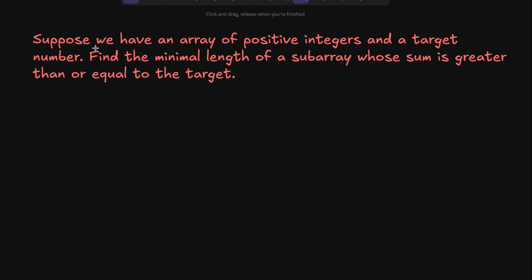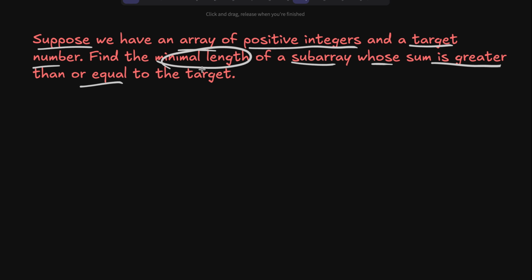Now here is another example. Suppose we have an array of positive integers and a target number. We have to find the minimal length of a subarray whose sum is greater than or equal to the target number. So here we have a linear data structure, an array, and we also have a subarray. A subarray represents a contiguous range of elements.